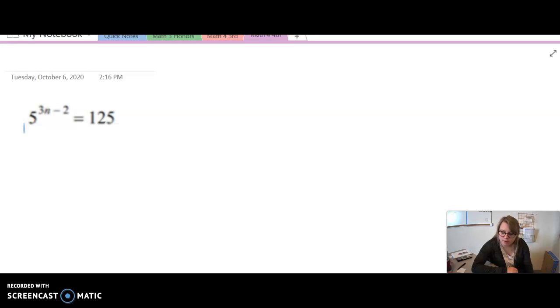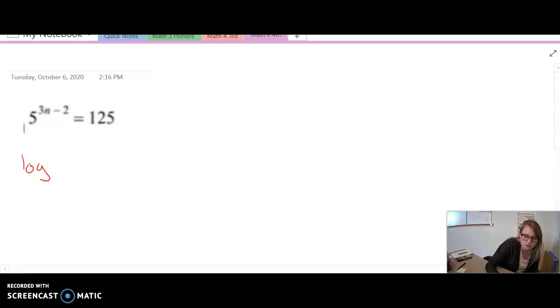Alright, so this is help on exponential equations as well as applications of logs and exponentials. When we have something like this, number 5 on the Go formative, we have 5 raised to 3n minus 2 equals 125. There are 2 ways that we can do this. The first way is the way that we did it in class. So let's take the log of both sides.